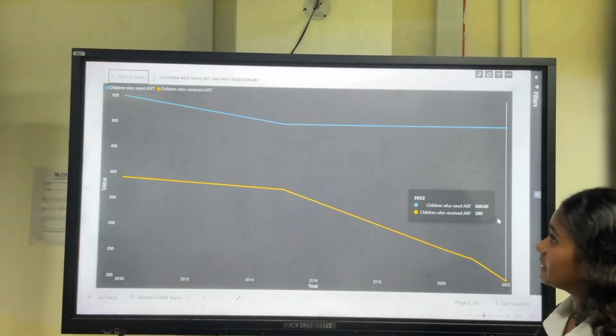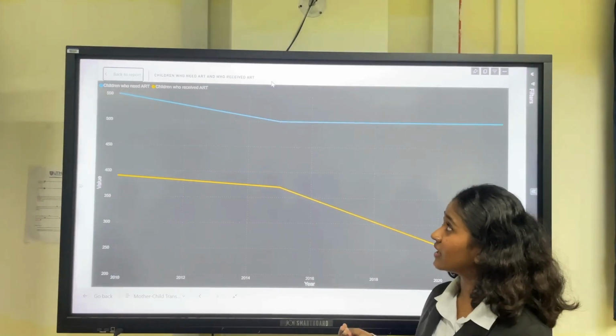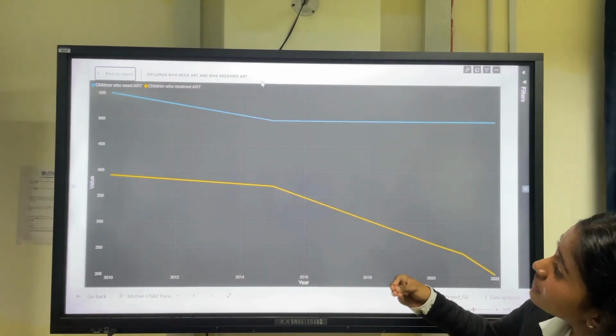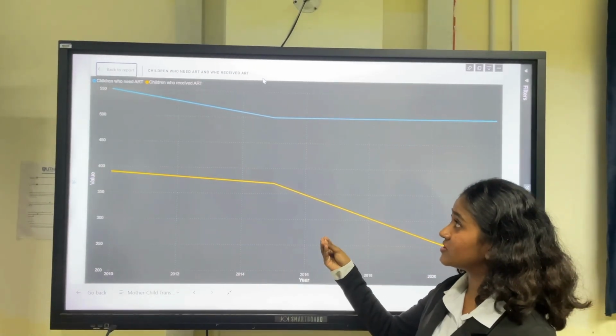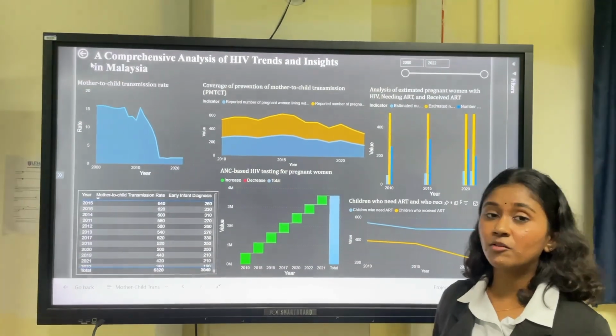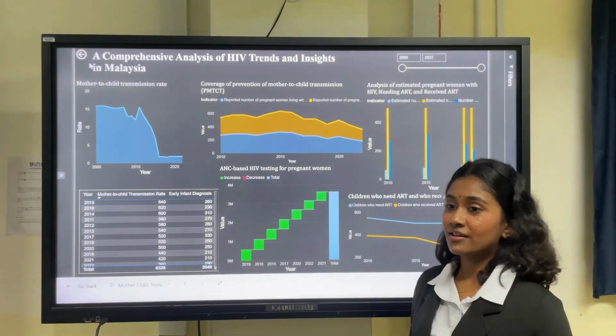Okay, the next chart will be describing the children who need ART and who have received ART. If you can see, the children who need ART are higher than the children who have received the ART. So this is about mother-to-child transmission.